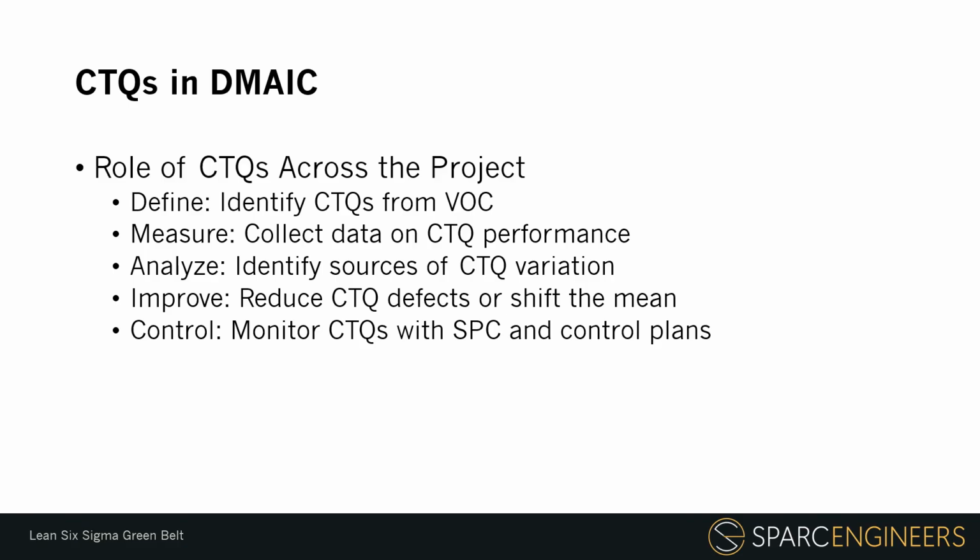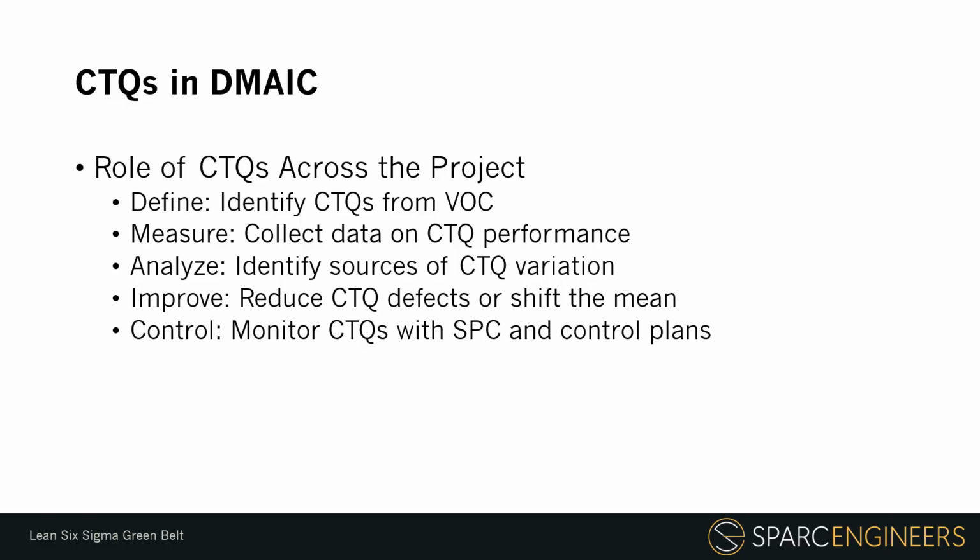CTQs and DMAIC. CTQs play a role across the entire DMAIC project. In the define phase, we identify CTQs from the voice of the customer. This helps us understand what matters most to the customer. In the measure phase, we collect data on CTQ performance. We establish the current baseline and determine how the process is performing today. In the analyze phase, we identify sources of CTQ variation. We look for the factors that cause the CTQ to miss requirements or drift toward defects. In the improve phase, we reduce CTQ defects, reduce variation, or shift the process mean closer to target.